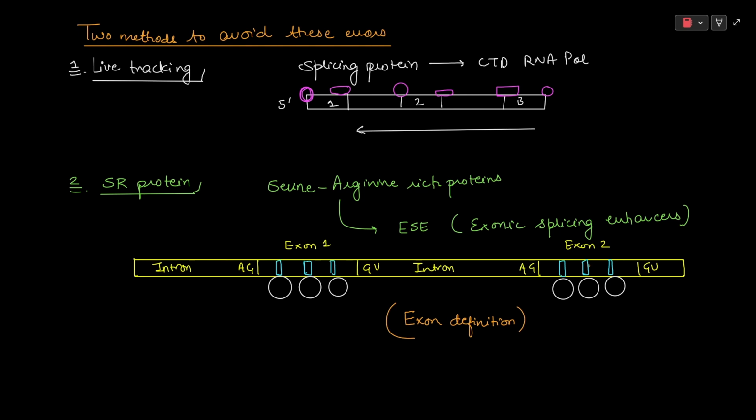For example, imagine that there is a pseudo splice site here, but as the splicing machinery is coming, there is an SR protein here which tells the splicing machinery, okay, this is not a splice site, this is actually an exon. So that's how the splicing machinery uses your SR proteins to find out where the exon is and where the intron is. So these are all your SR proteins. These are the two mechanisms that are used by the splicing machinery.